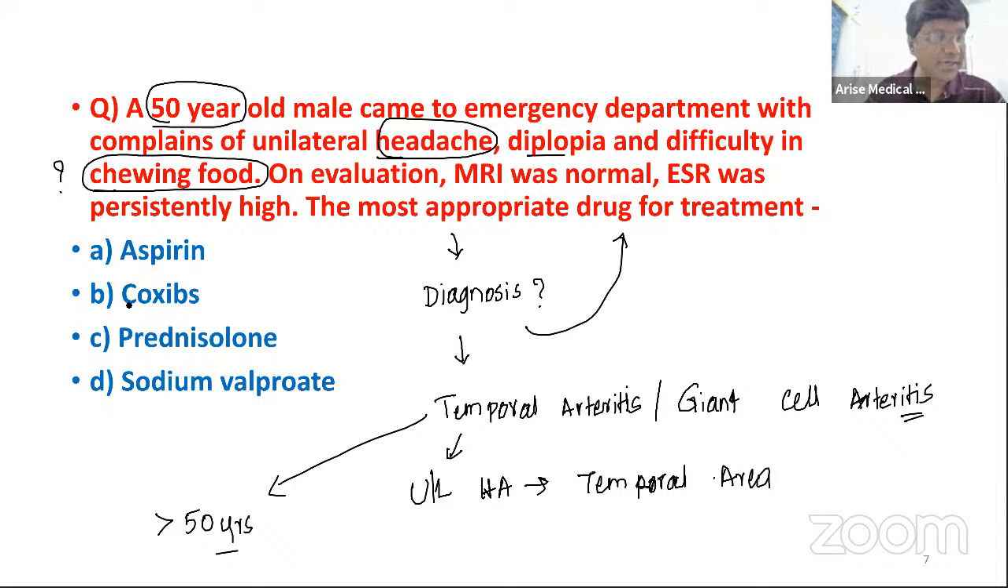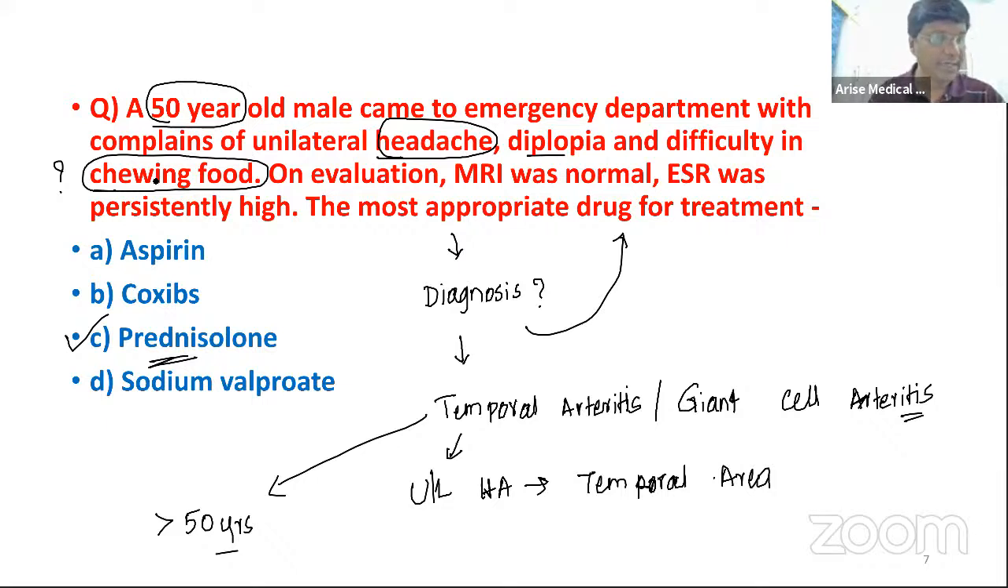So in temporal arteritis, what is the drug of choice? It is prednisolone. But I did not get the answer until now as to why there is difficulty in chewing food. Any one of you, please? Why does a patient with temporal arteritis have difficulty in chewing food? Yes, Monica Swami.